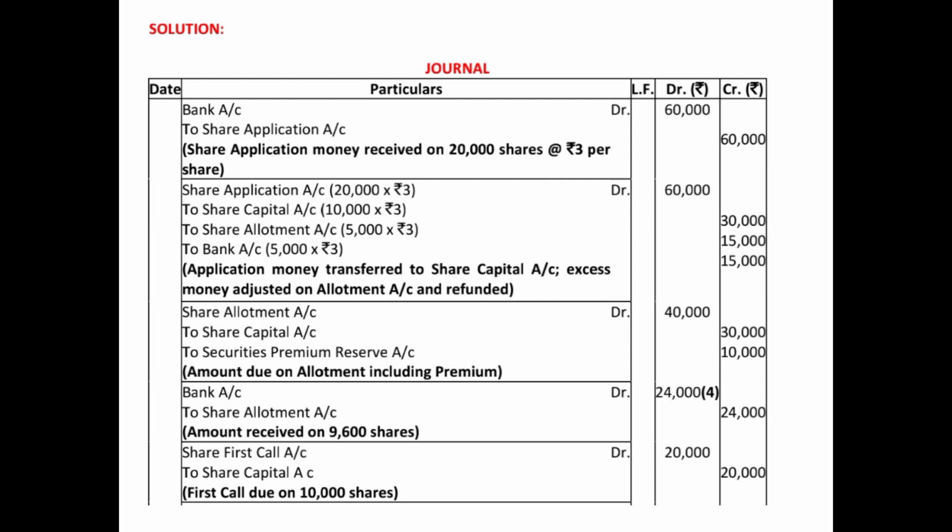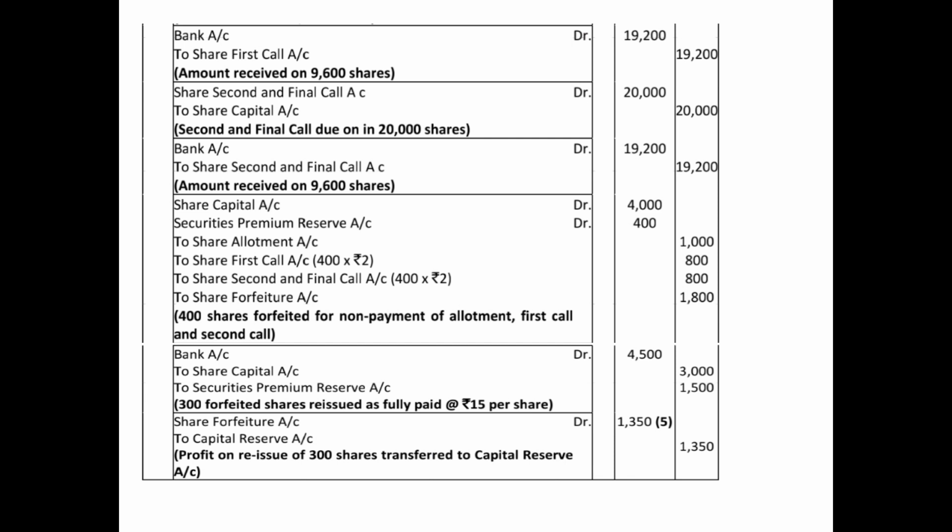Now share first call due entry, 2 rupees. Share first call account debited 2 rupees on 10,000 shares, that is 20,000 rupees, to share capital account 20,000 rupees. Then again, first call is not paid on 400 shares, and there is no extra money to be adjusted, so directly we will pass the receiving entry of first call on 9600 shares because it is not received on 400 shares. So 2 rupees on 9600 shares, that means 19,200 were actually received for first call. So bank account debited 19,200 to share first call account 19,200.